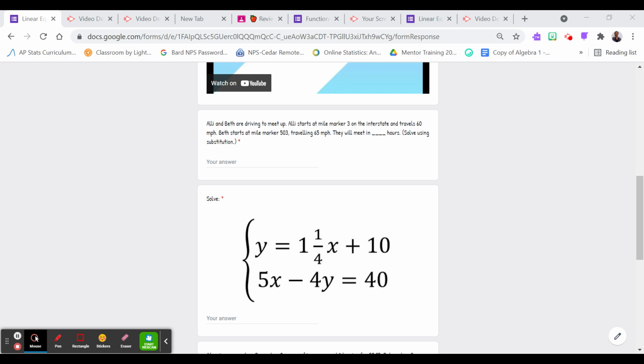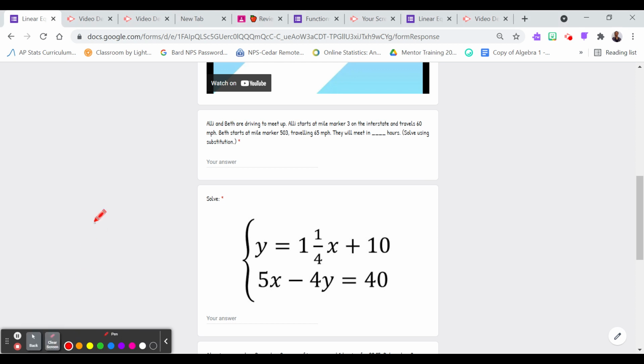First question: Allie and Beth are driving to meet up. Allie starts at mile marker 3 on the interstate and travels 60 miles per hour. Beth starts at mile marker 503, traveling 65 miles per hour. They will meet in blank hours. Solve using substitution. So we're trying to figure out when they will meet.